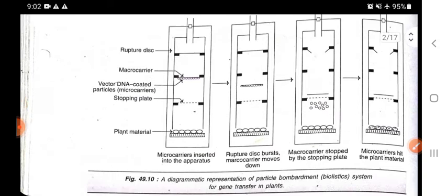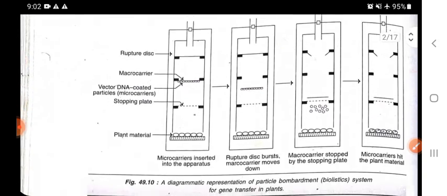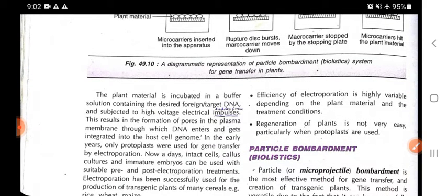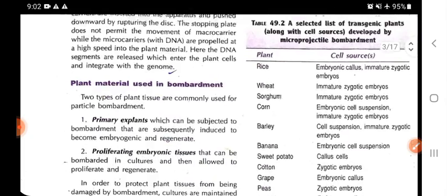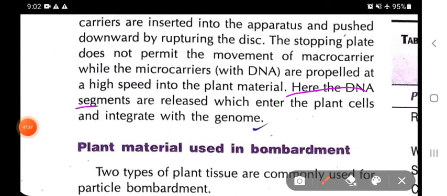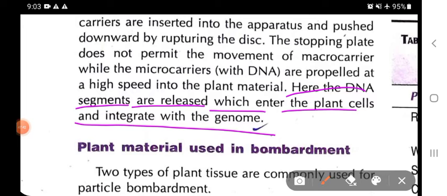It is quite lengthy. If this technique comes, in most cases this technique is very much asked, because it is the most successful technique used by the private biotech companies for introducing your gene into the target plant cells and animal cells to make transgenic plants or animals. So here the DNA segment is released from the microcarrier, which enters the plant cell and integrates within the genome. So I hope you have understood this part, how the biolistic method is done.